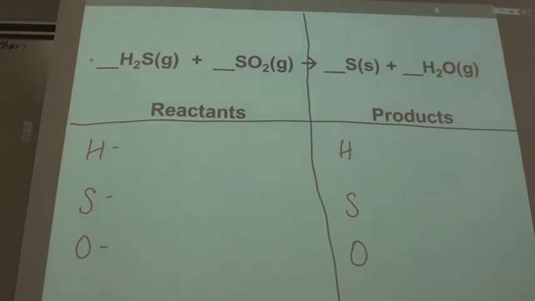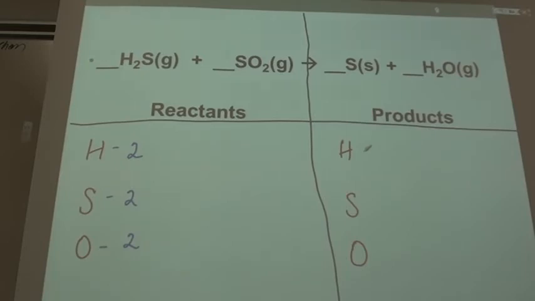How many hydrogens do I have? 2. How many sulfurs do I have? 2. There's 1 here and 1 here, so I have 2. And how many oxygens do I have? 2. That's it on the reactant side.